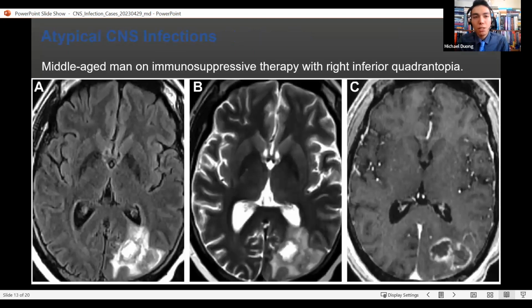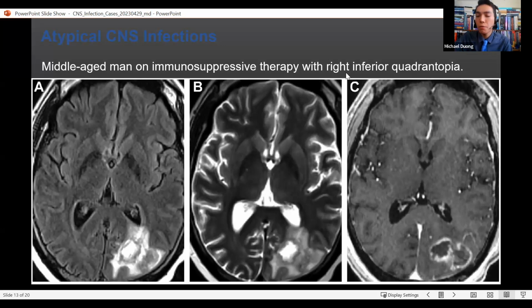And then we'll just briefly touch upon some atypical CNS infections. I think both of these cases are very similar in that it's a patient who has acute myeloid leukemia, so they have some sort of liquid neoplasm. They're given a bone marrow transplant, and then they develop graft versus host disease. So they have to be on chronic immunosuppression. They're given prophylactic antimicrobials, voriconazole, antibiotics.